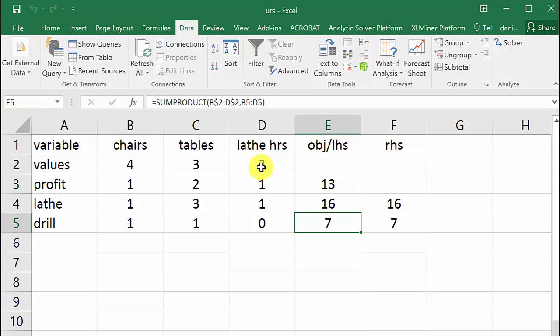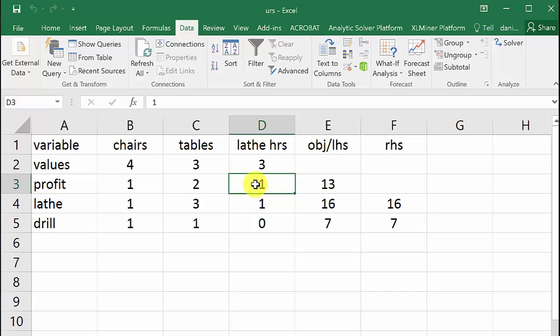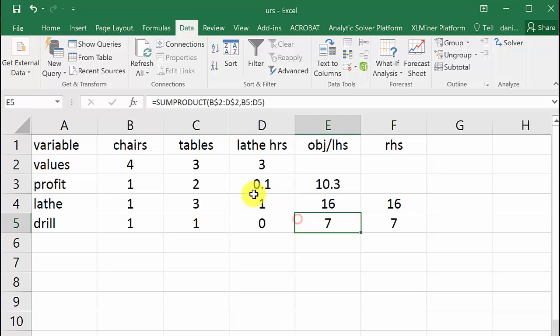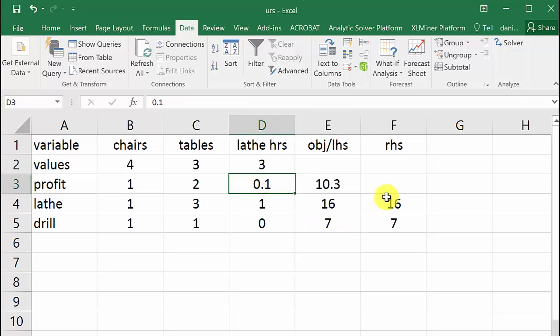Would there be some condition of the price under which we would want to buy? Well, if the lathe hours are really cheap, suppose that they were 0.1. What would we do? We would then probably make it more profitable to buy. So let's find out what that is.